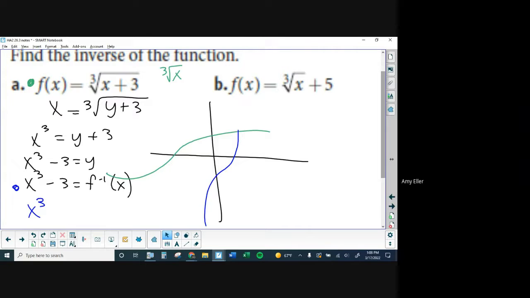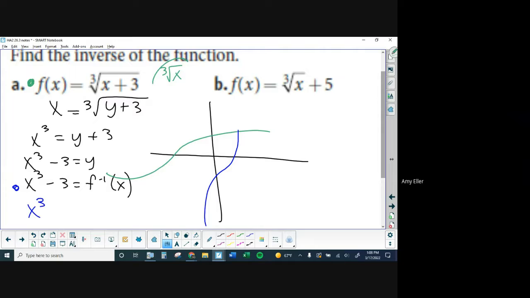Do those look like a pretty good reflection over the line y equals x? Oh yeah, they do. Good news for you. They always will. When I give you an x cubed or a cube root, they are always going to be inverses without any restrictions. Here's the reason there's no restrictions for these.